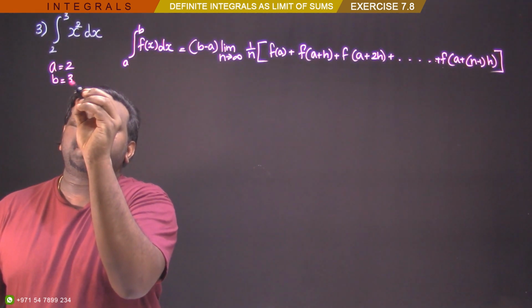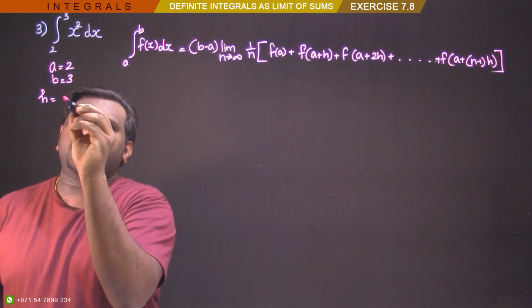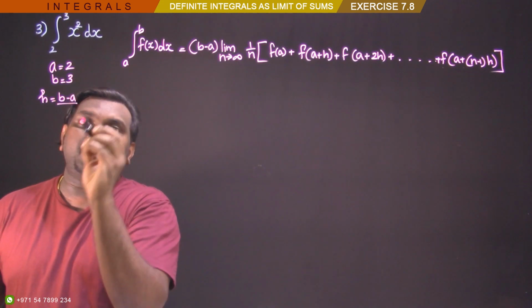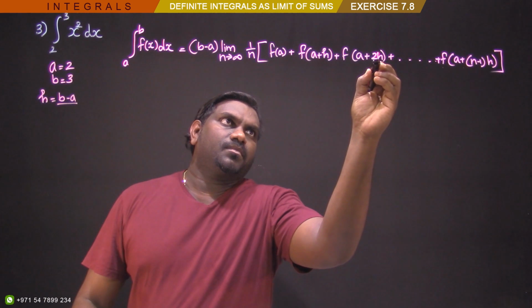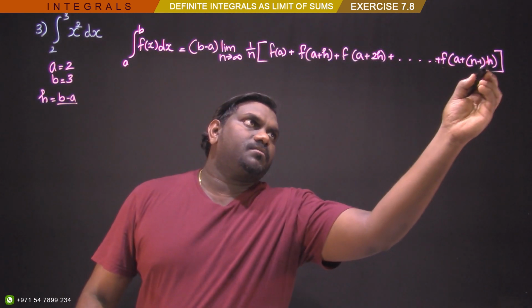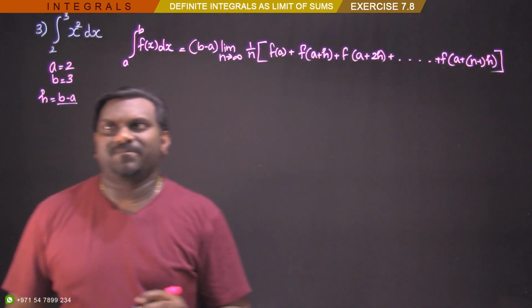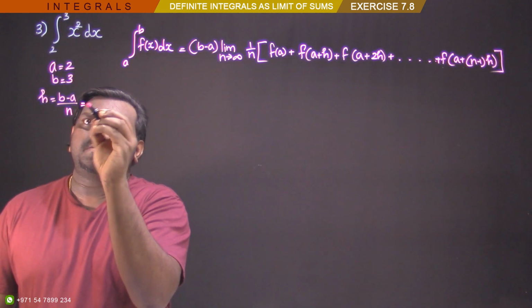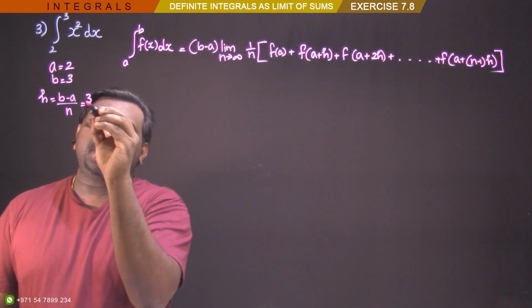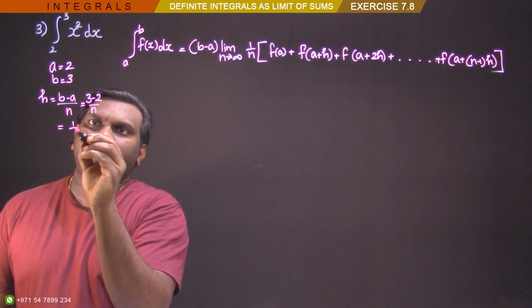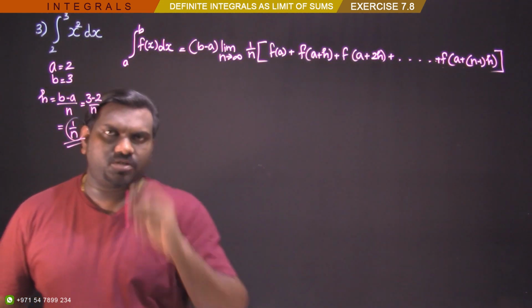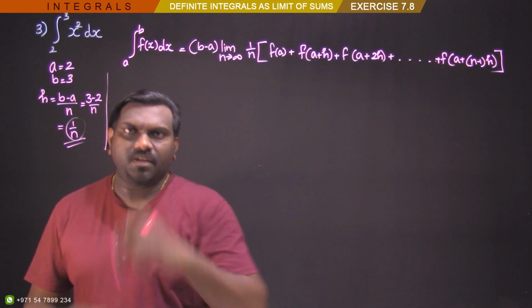We know that a is the lower limit and b is the upper limit. What is h? h is going to be b minus a by n. So here, 3 minus 2 by n, which is going to be 1 by n, is h.